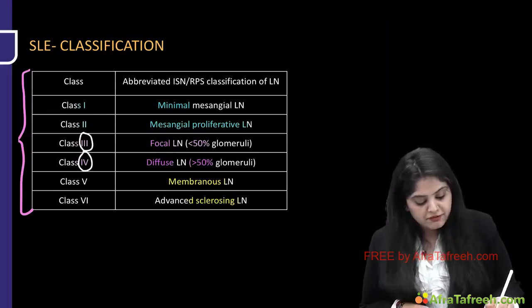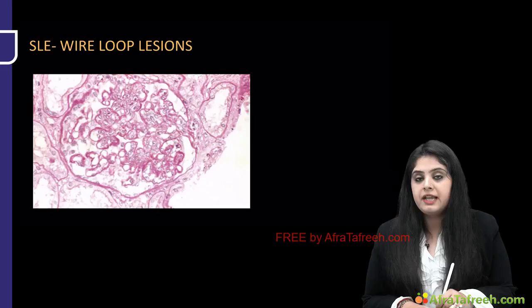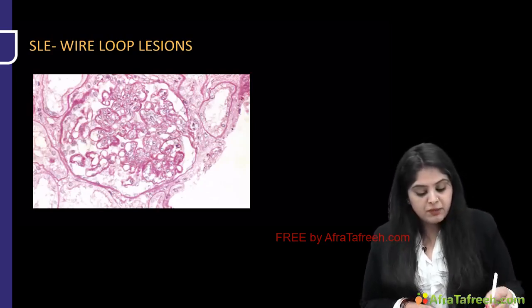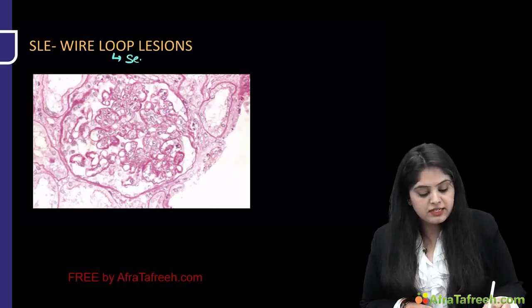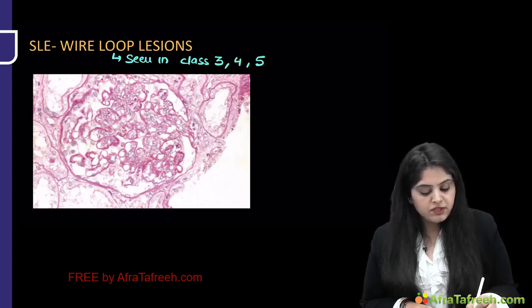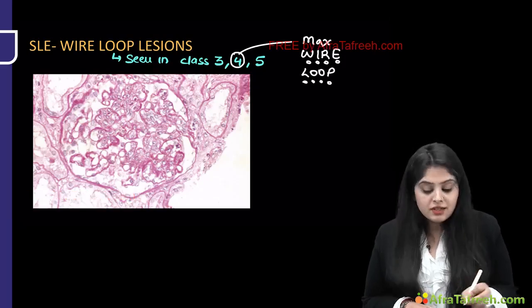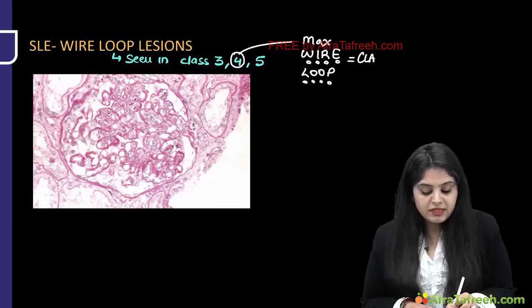Now I can tell you, out of these, in class number 3, 4 and 5, we see one of the most characteristic lesions of SLE, that is the wire loop lesion. So remember wire loop lesions, firstly I'll tell you in which classes do you see them. You see that in class 3, 4 and 5. But if someone asks you in which class do you see maximum wire loop lesions, see, wire has 4 alphabets, loop also has 4 alphabets. So the 4 number is seeming quite important here. So wire loop lesions are maximally seen in class 4.